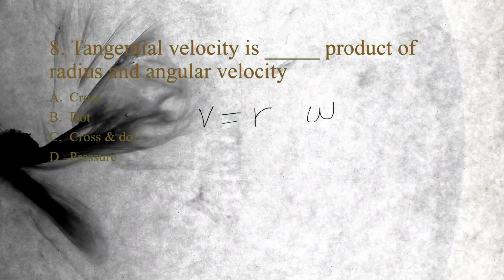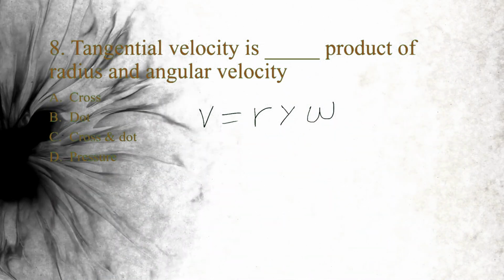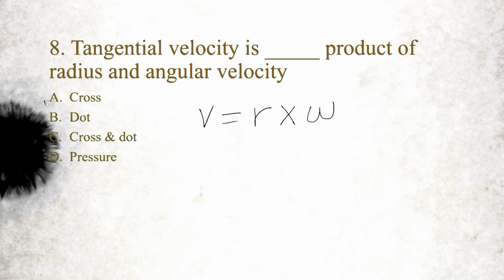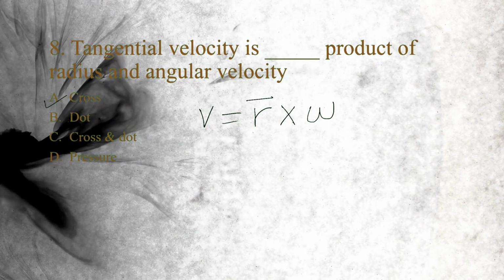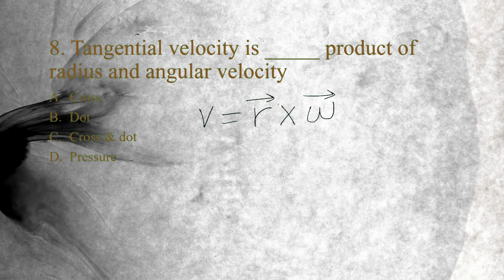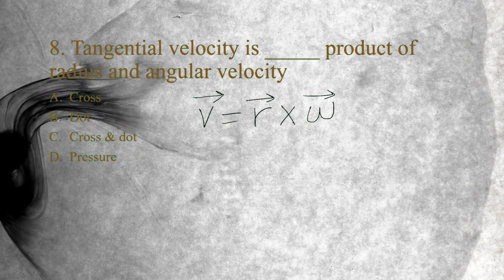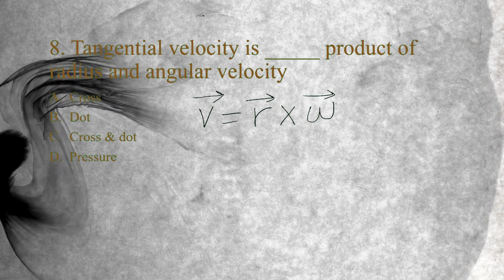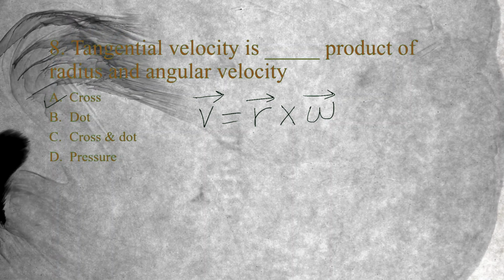You must have studied in your classes that it's a cross product of radius and angular velocity, and whenever two quantities are in a cross product, the result will also be a vector quantity. So the tangential velocity is a vector quantity here.